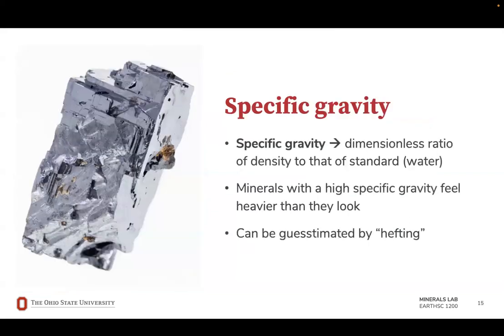The specific gravity of a mineral is a dimensionless number that represents the ratio of a mineral's weight to the weight of an equal volume of water. This is different from the mineral's density, which is the weight of the mineral divided by its volume. This is done simply by hefting two minerals of nearly equal size in the palm of your hands. You may notice that one of the minerals feels heavier than the other. If so, the heavier one has a higher specific gravity.